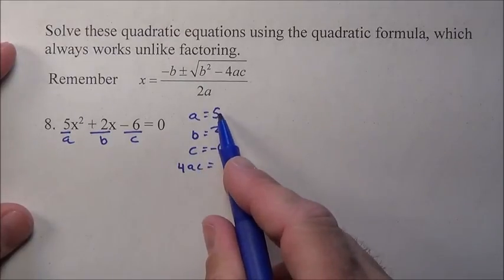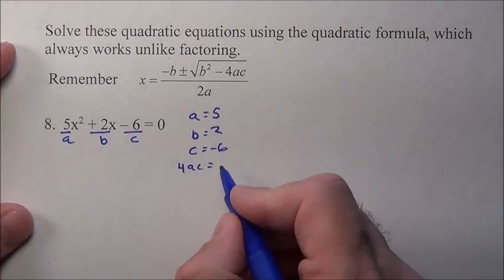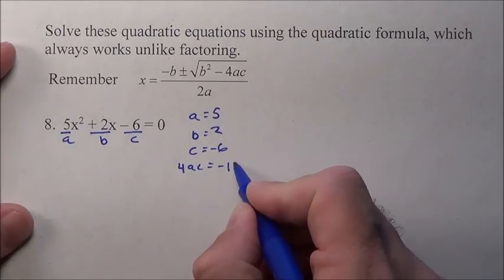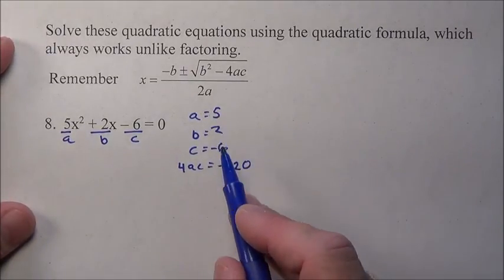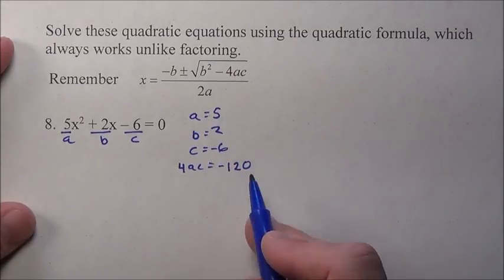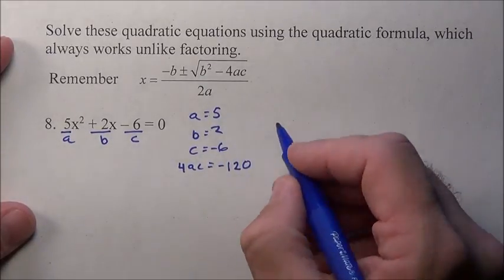So 4 times 5 is 20, times -6 is -120. It's easy enough. 4 times 5 again is 20, times the c value -6. 20 times -6, -120. So here's what we're going to get.